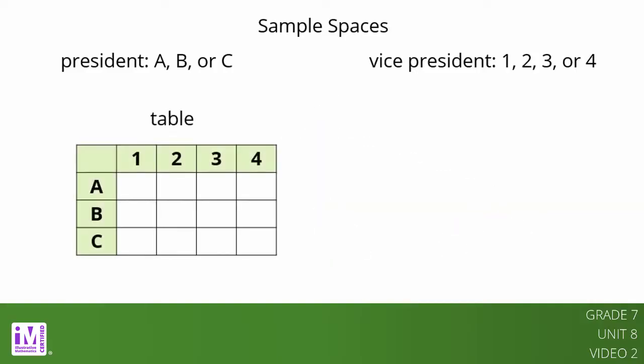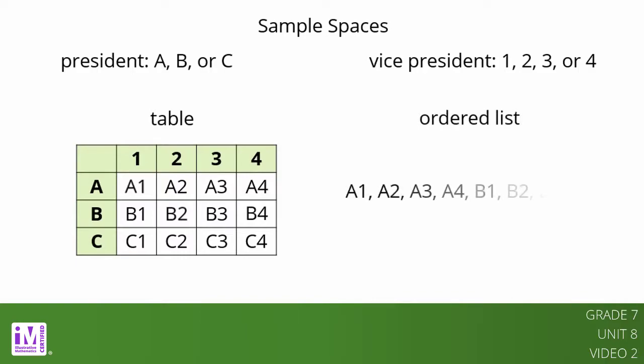A table is another way to see the sample space. Another option is to use an ordered list. We can see the event in which B is president and 3 is vice president in each representation here.